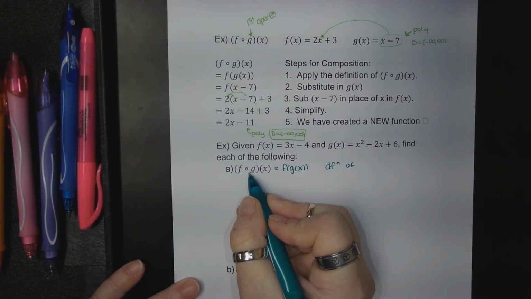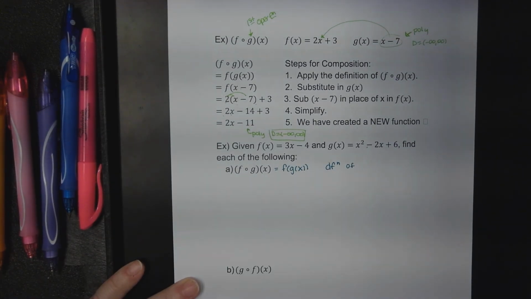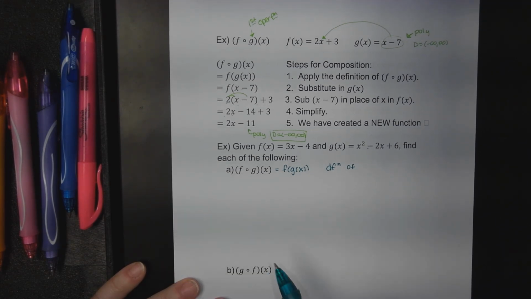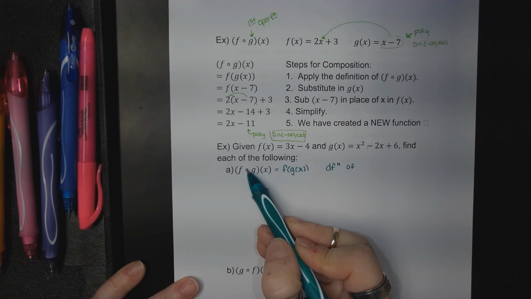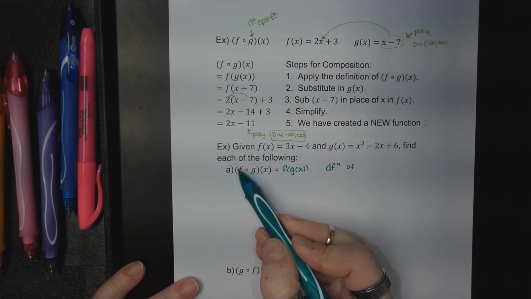And I say fog just because that's how it looks to me. My professor, whenever I was in college algebra, called it fog, or goff. If it's written the other way, I say goff. So I know I'm going to slip and say that, so I'm going to warn you now. If I say fog, don't be like, what is she talking about? Because this little composed sign looks like an O to me, so I just say fog.